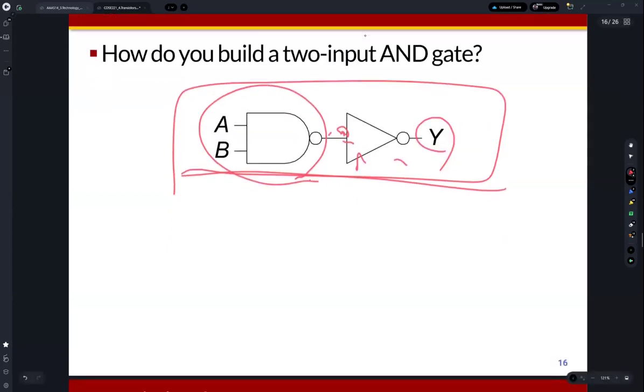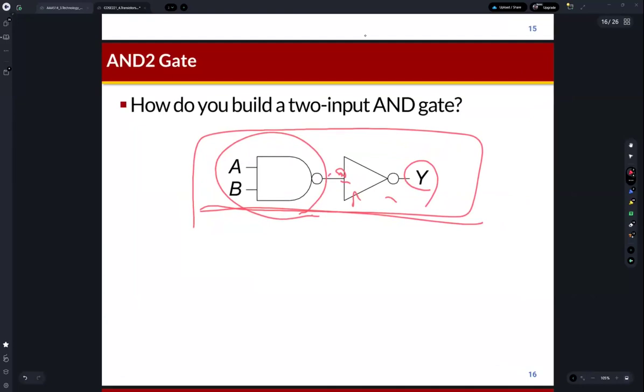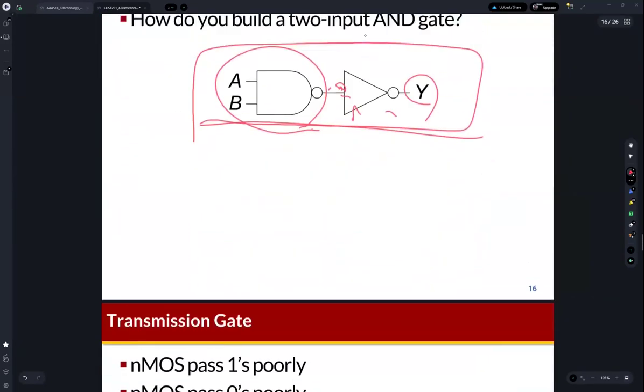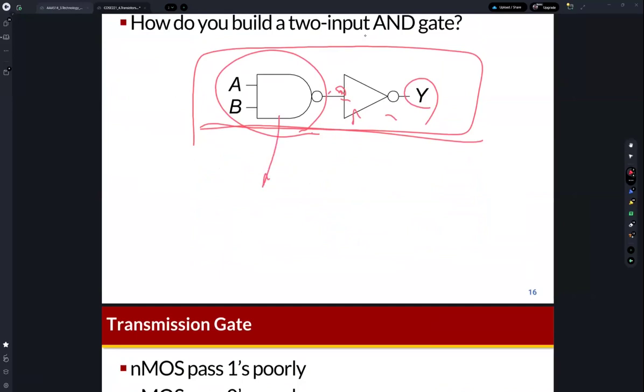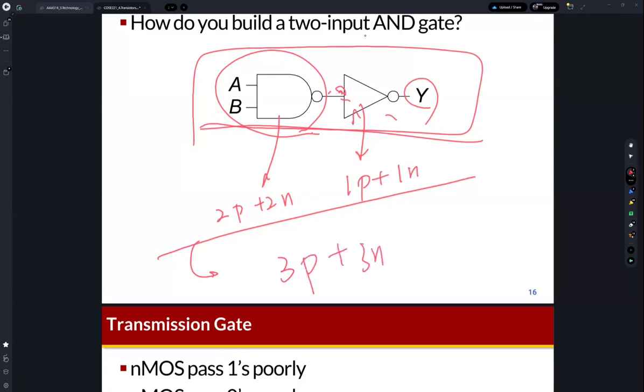Then what's the problem actually? For this NAND gate, we require two PMOS transistors and two NMOS transistors, right? And for this NOT gate, we require one PMOS transistor and one NMOS transistor. So in order to build an AND gate, we require three PMOS and three NMOS transistors in total. But if we want to build the NAND gate, we just require two PMOS transistors and two NMOS transistors. Then what's the problem? The problem is cost.